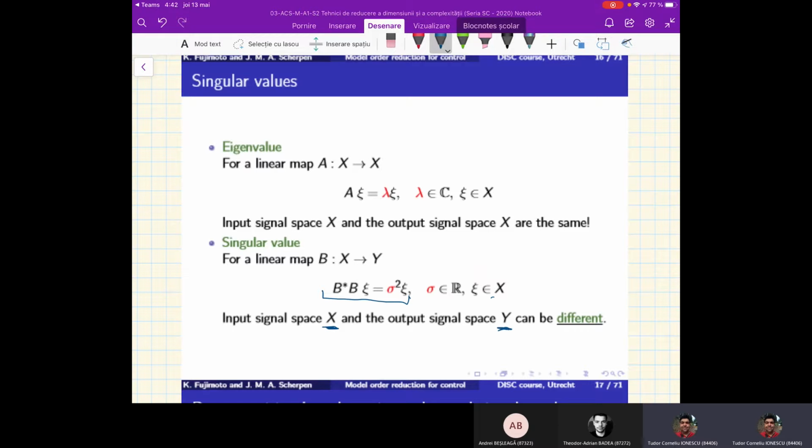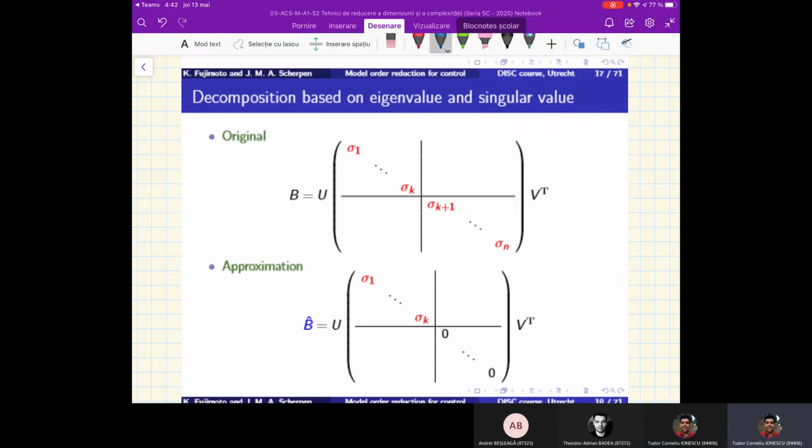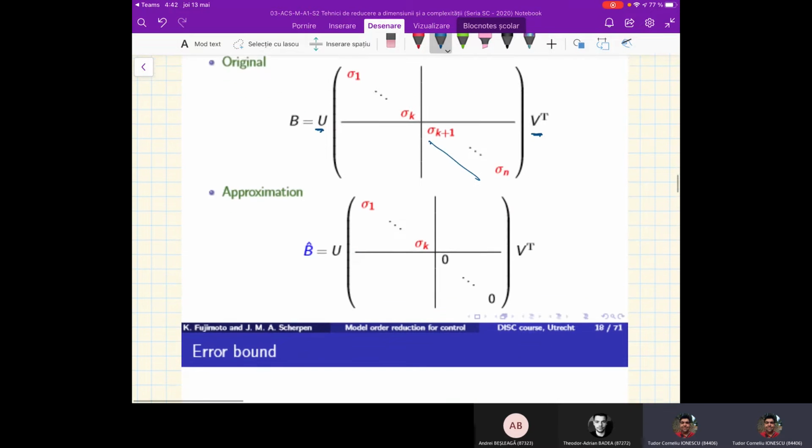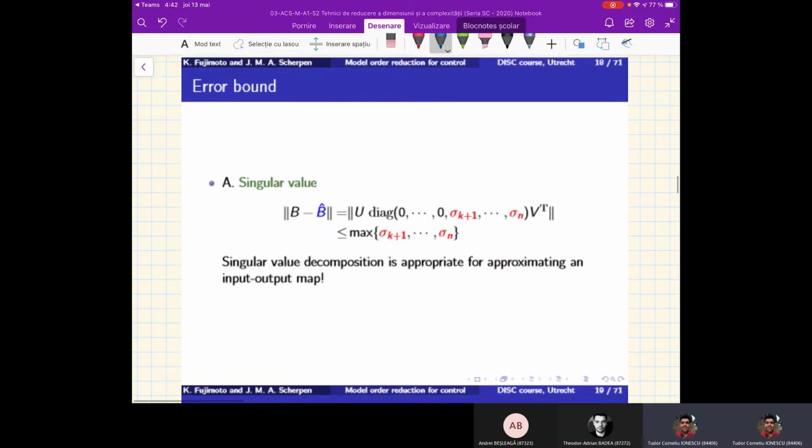In the singular value decomposition, B can be a map from X to Y, and Y can be different from X. This is interesting. Now you have the singular value decomposition. This is the original, and you note that you have orthogonal transformations here, U and V transpose. The approximation is to neglect this part and take it as 0. Then you get B hat, a singular value based approximation of the original linear map B.